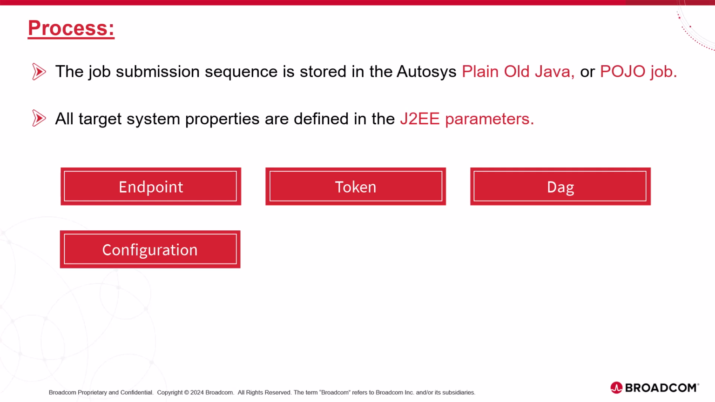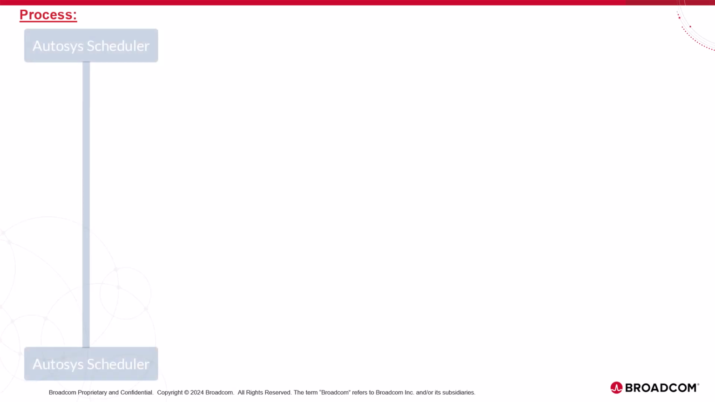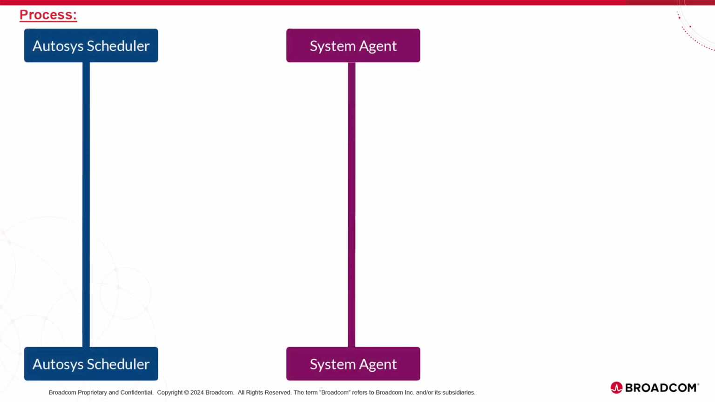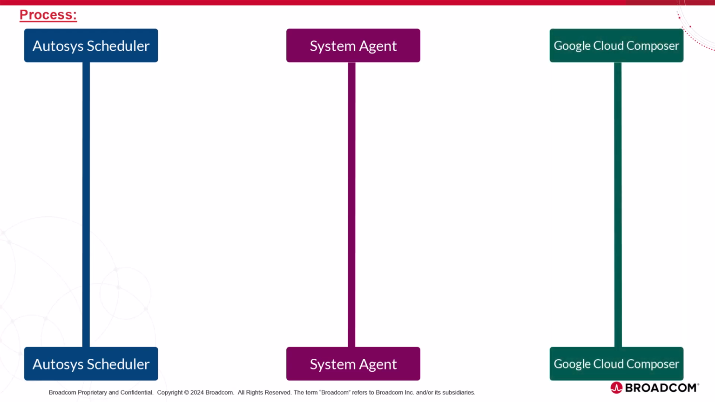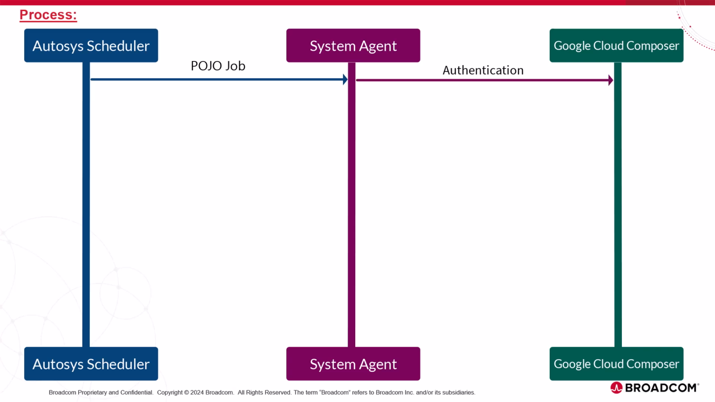Let's look at the sequence of execution. We start with the three main components: the AutoSys scheduler, the system agent, and the Google Cloud Composer server. The AutoSys scheduler submits the POJO job to the system agent. The system agent acknowledges the job from the scheduler and initiates communication with the Google Cloud Composer server.